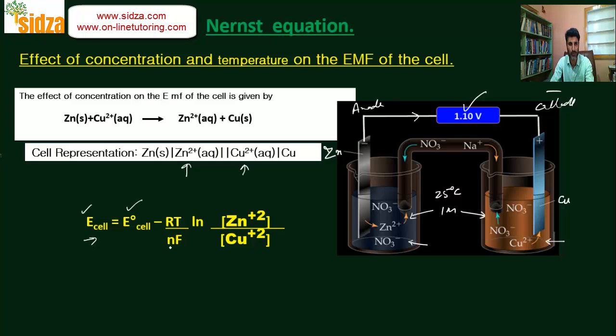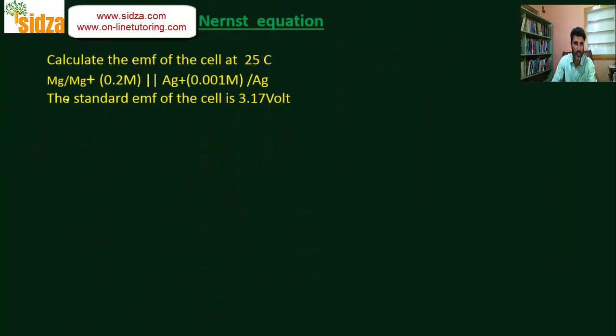Let's take an example to find the EMF of a particular cell under conditions other than the standard conditions. Suppose we have a cell made by a magnesium electrode and a silver electrode, and at 25 degrees Celsius, we have to find out the EMF of the cell at these concentrations. The condition is not a standard condition. It's not a 1 molar concentration. We have different concentrations, and under the standard conditions, the standard EMF of the cell is 3.17 volts.